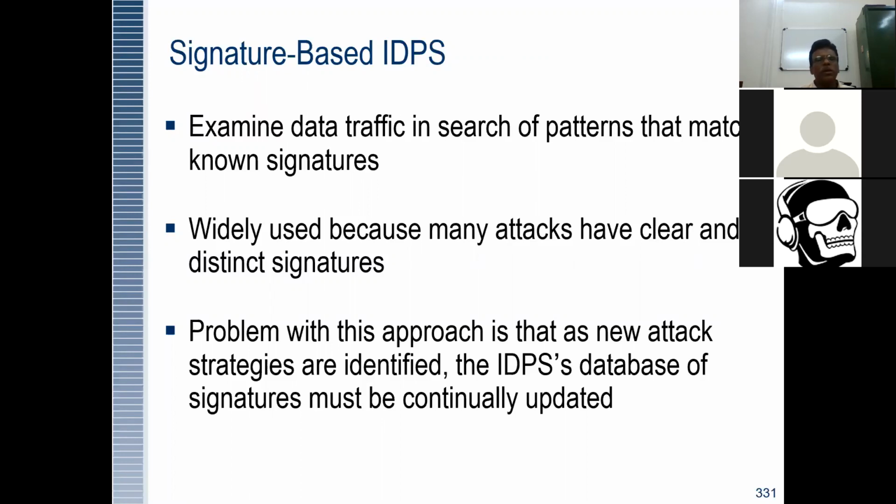Signatures are widely used because many attacks have clear and distinct signatures. Because a signature provides complete information about the user and the manpower who are part and parcel of an intrusion detection prevention system. And some sort of problem is going to be approachable once new attack strategies are identified. And also a simplified, optimized and similarly normalized database of signatures must be continually updated. See, today we logged in.